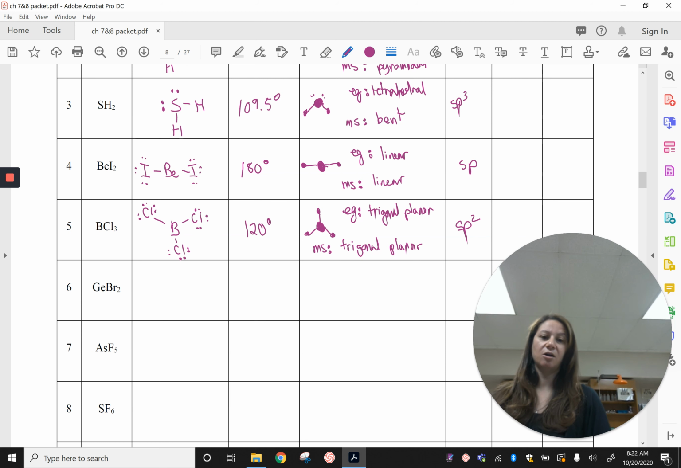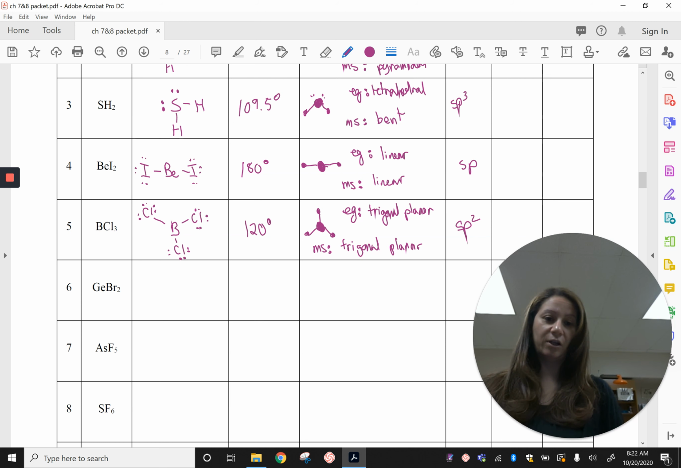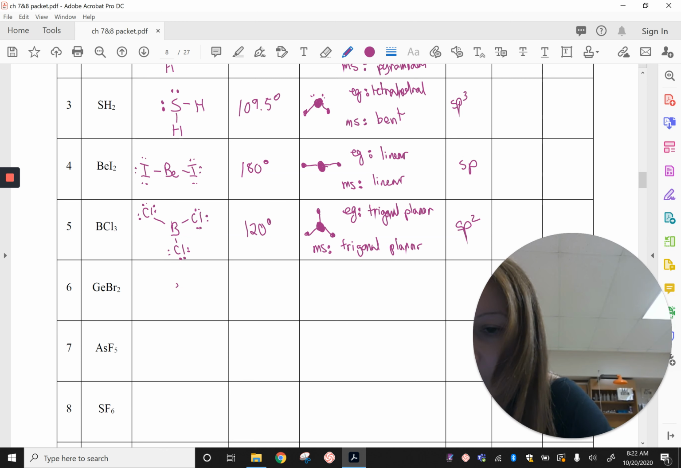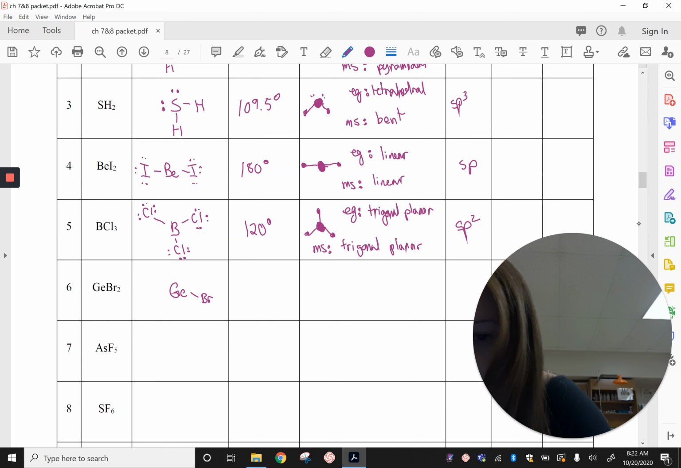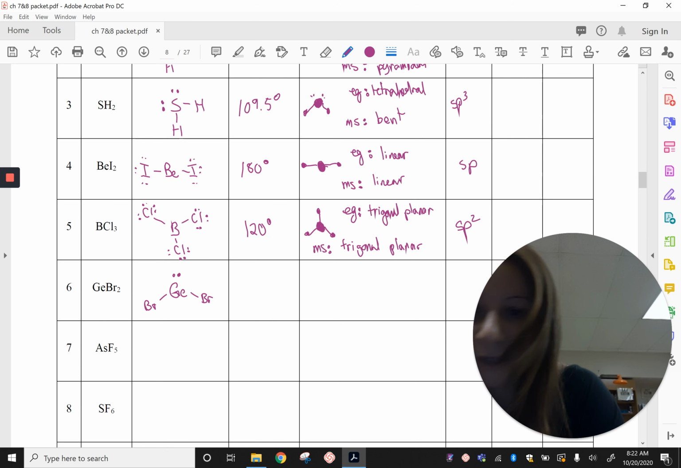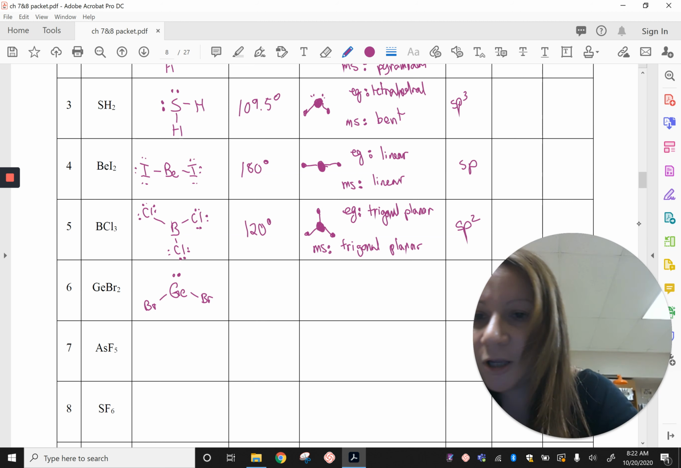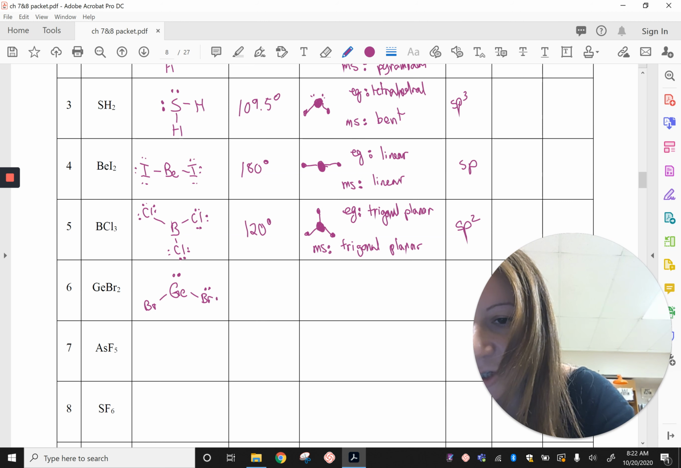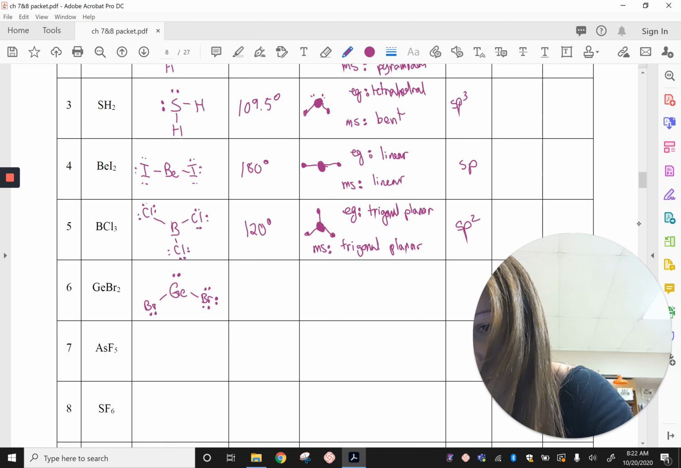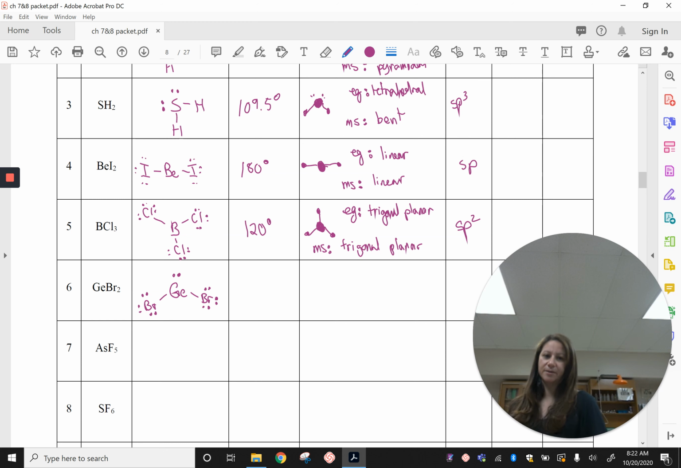Okay, GeBr2. Germanium has 4 valence electrons, and it has to bond to 2 bromines. So there's my germanium. It's going to bond to a bromine, and then it's going to have a lone pair left over because it has 4 valence electrons. Bromine, each of them have 7, so one of them is in the bond, and then you have 6 that are in lone pairs. So it looks like this.